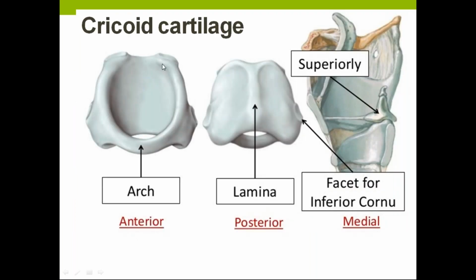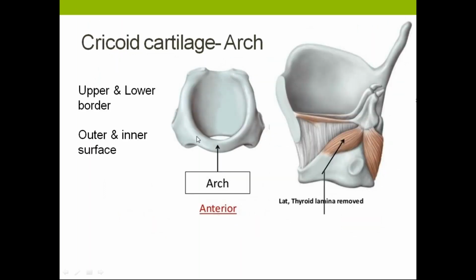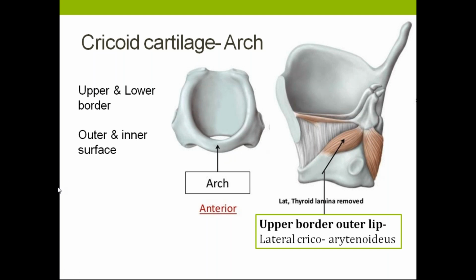Now I will go on to the next slide. You can see the cricoid cartilage here. This is the narrow anterior arch, and this is the broader posterior part which is called the lamina. Now I will talk about the arch of the cricoid cartilage. The arch has an upper border, lower border, and an outer and inner surface. The upper border has an outer lip and an inner lip. The outer lip gives attachment to one muscle, the lateral cricoarytenoid.